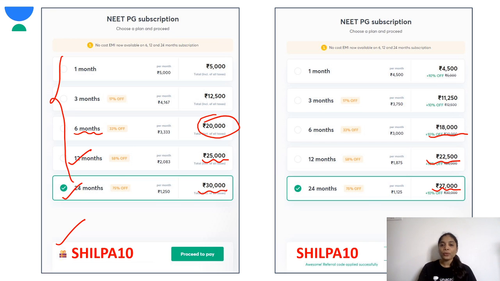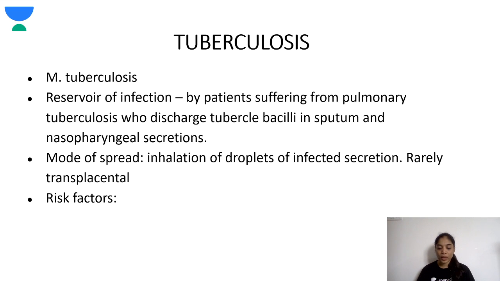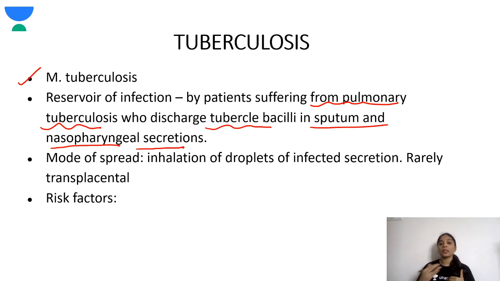So today's topic, now we'll start discussing today's topic, that is tuberculosis. Tuberculosis is caused by Mycobacterium tuberculosis. So who is the reservoir of the infection? A patient who is suffering from pulmonary tuberculosis, who discharges the tubercle bacilli in the sputum and in the nasopharyngeal secretions. So this is the person who has the bacteria.